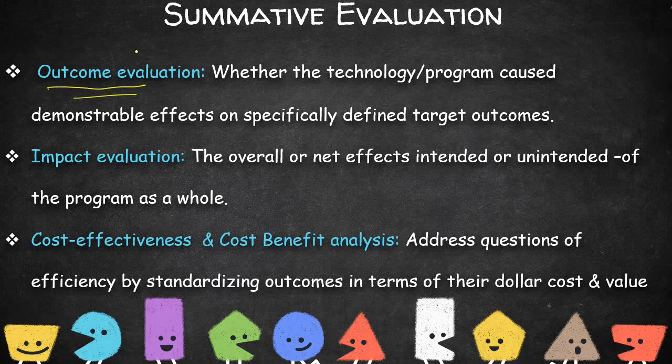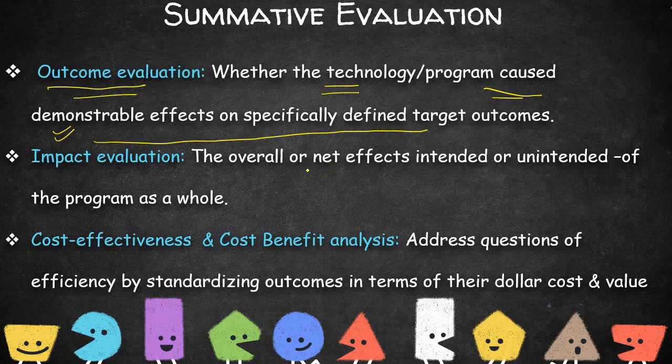You have outcome evaluation, where we ask whether the technology or program caused demonstrable effects on specifically defined target outcomes. You have your technology or intervention and it promises something for the target population, so whether those effects are visible or not, you want to assess that. That is to do with outcome evaluation, right? Impact evaluation, the overall or net effects.